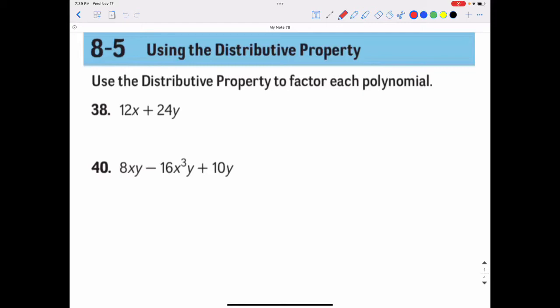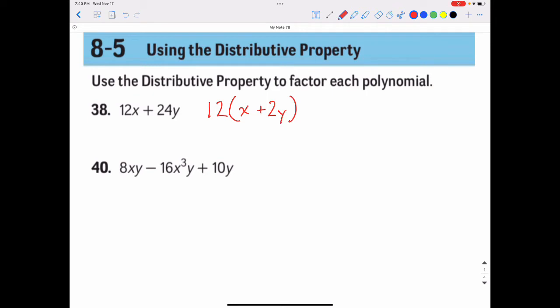Use the distributive property to factor each polynomial, 12x plus 24y. So the largest factor of 12x and 24y would be 12, so we can factor 12 out. And then 12x divided by 12 is x, so x is in parentheses. And then 24y divided by 12 is positive 2y, so we have 12 times the quantity of x plus 2y.